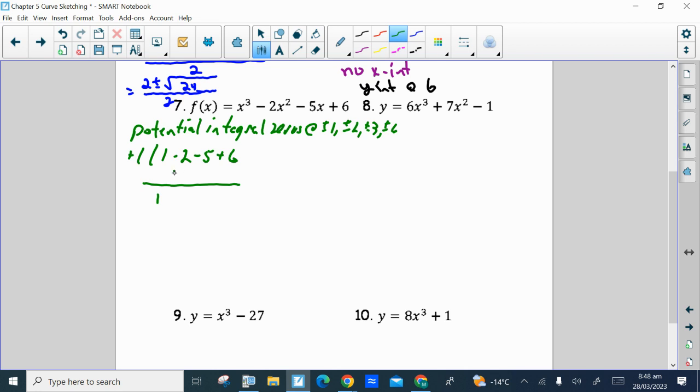1 times 1 is positive 1. We add and get negative 1. 1 times negative 1 is negative 1. We add and get negative 6. Negative 6 times 1 is negative 6. We add and get a remainder of 0. So in this case, we found it on our first try.